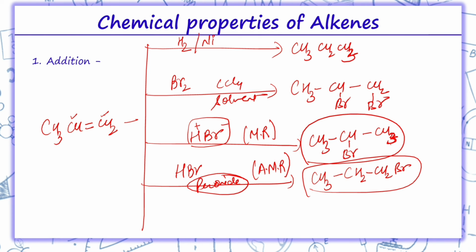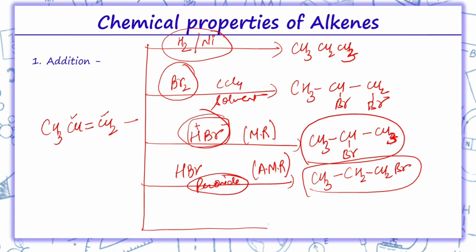So this was all about the addition reactions of alkenes, in which we studied hydrogenation, that is addition of hydrogen, and halogenation, that is the addition of halogens. HBr addition is known as hydrohalogenation, which follows Markovnikov's rule when peroxide is not there, but if peroxide is there then the anti-Markovnikov's rule is followed.